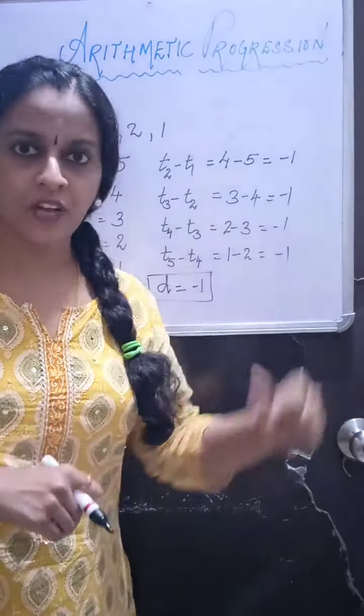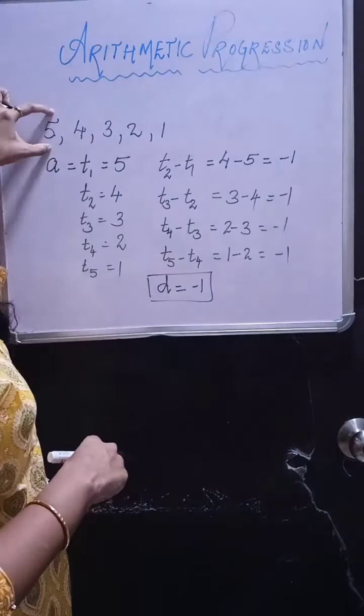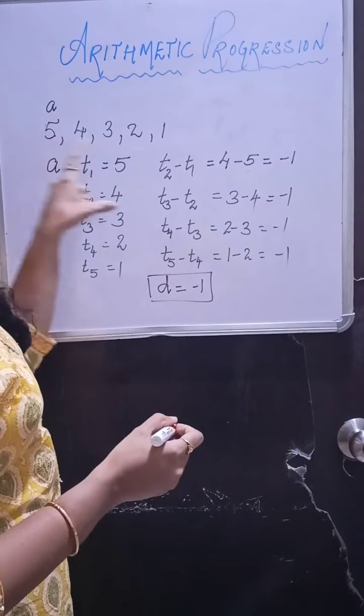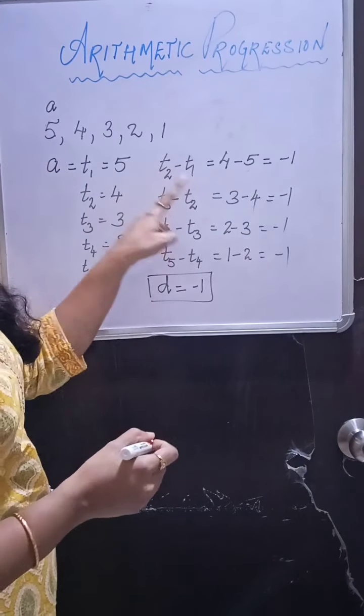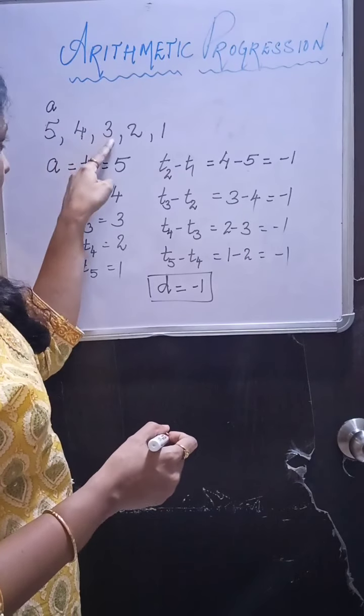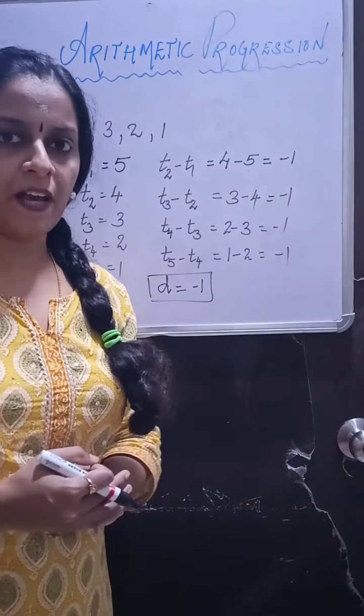I hope you understood, and the terms related to that. The first term we denote as A, or while solving you will write it as T1. The second term is T2, then T3, T4 and T5.